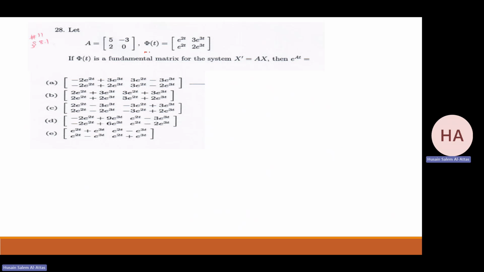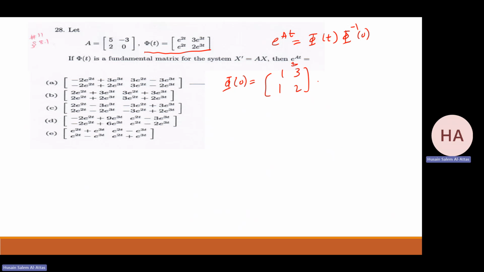Now he gave me Φ(t) in this case, and he wants e to the power At. So for sure, I will use this formula. It will be Φ at 0, that will be [1, 3; 1, 2]. Correct? Yes, e to the power 0 is 1.